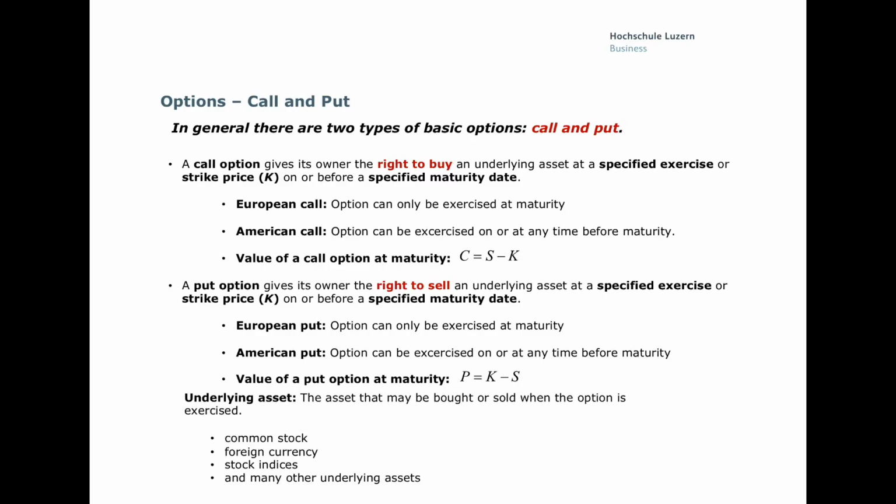Finally, we have to define the underlying asset in greater detail. The underlying asset is defined as the asset that is potentially bought or sold when the option is exercised. Common examples of underlying assets, among others, are single stocks, foreign currencies, or stock indices.